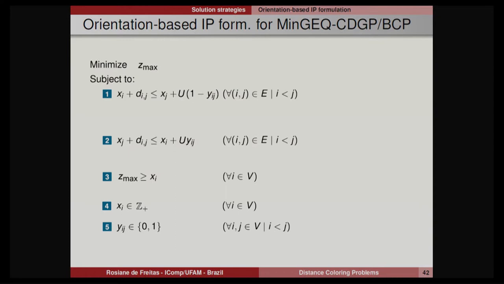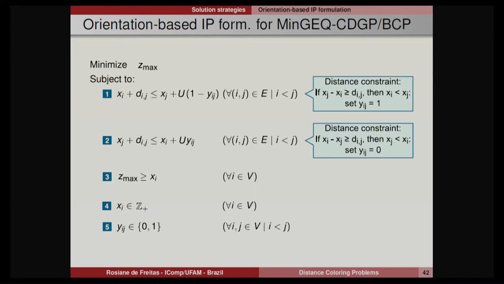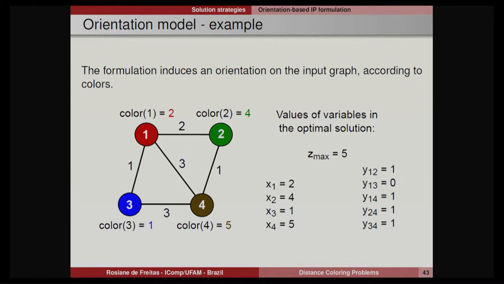So we have two sets of distance constraints, two similar cases. In this case, if xj minus xi is greater than or equal to the arbitrary distance, of course xi is smaller than xj, and we set the variable to 1. Otherwise, we set it to 0. And this is a lower bound for the value that we want to determine, the span, the maximum used color, and integrality constraints.